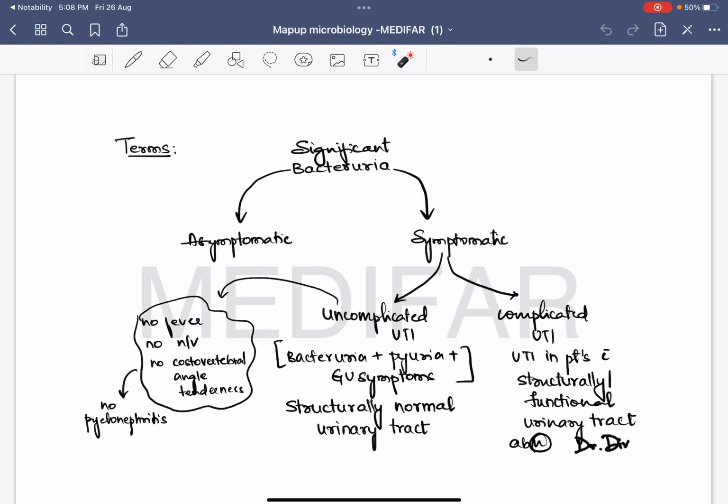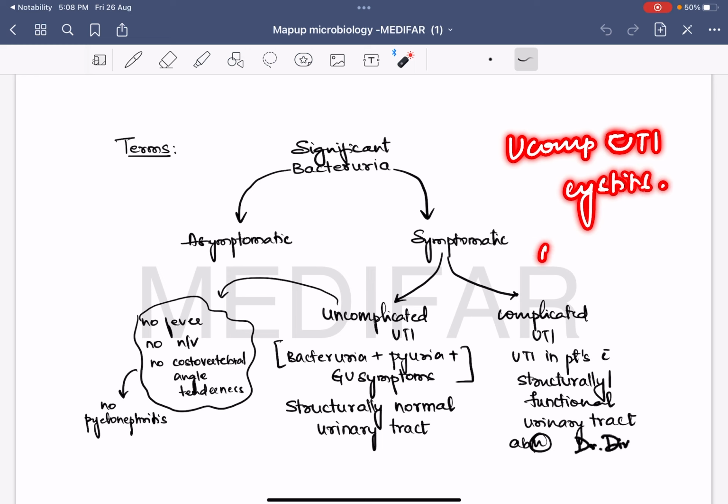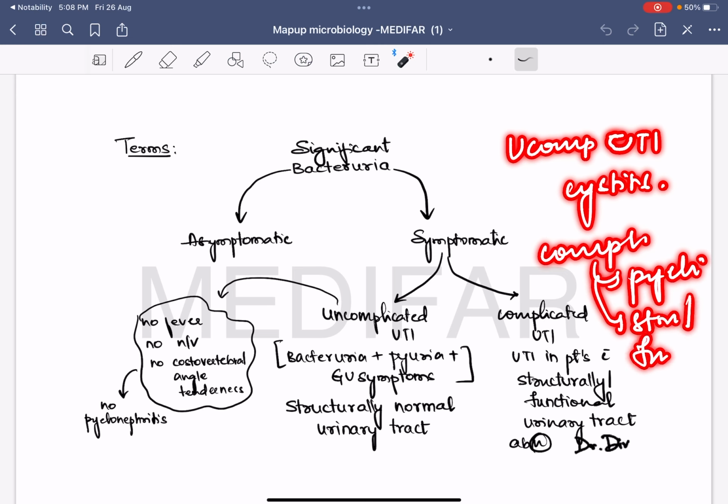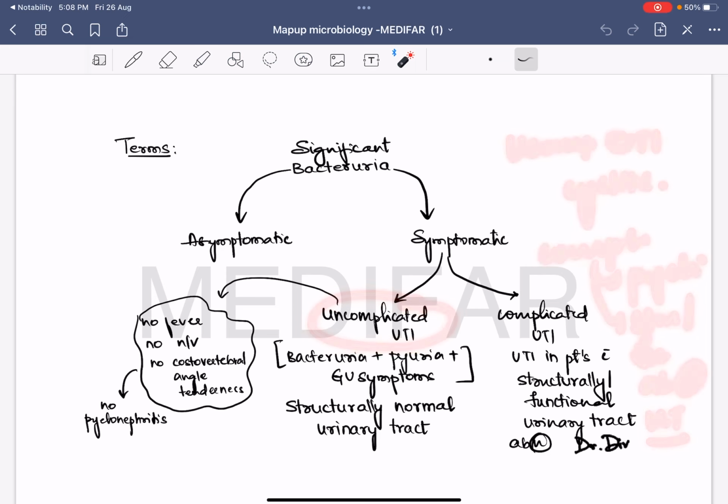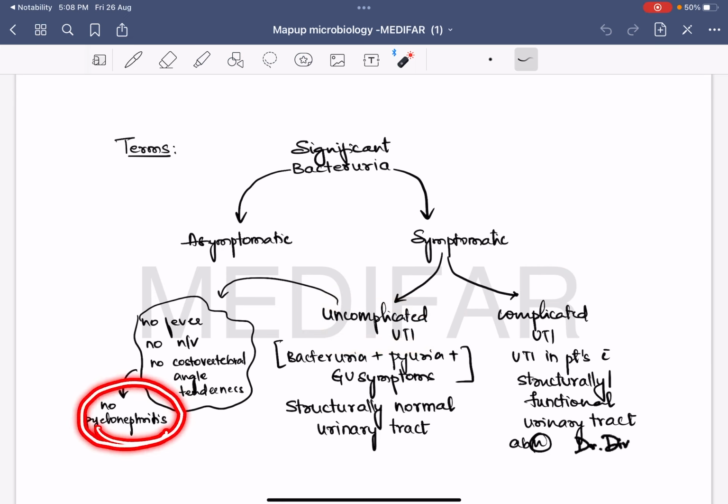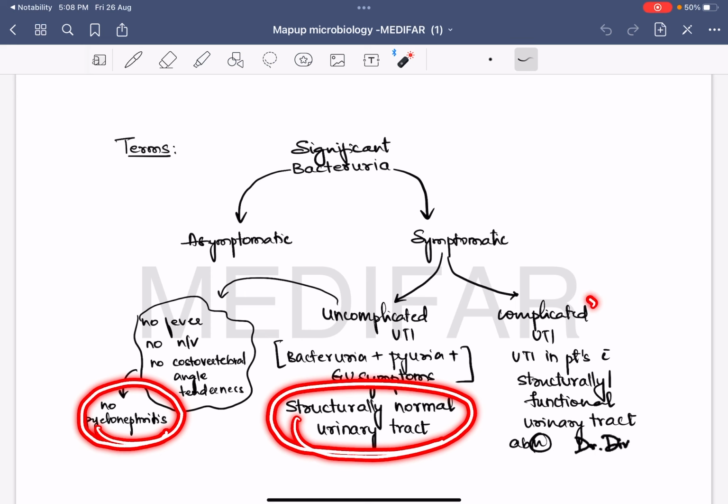And it can be associated with symptoms also. Those symptoms may present as uncomplicated UTI, meaning just symptoms of cystitis. Complicated UTI means symptoms of pyelonephritis can be present with a structurally or functionally abnormal urinary tract. So you have to notice here, in case of uncomplicated UTI, there should be no symptoms of pyelonephritis and the structure of the urinary tract should be normal. Complicated UTI means either a structurally or functionally abnormal urinary tract.